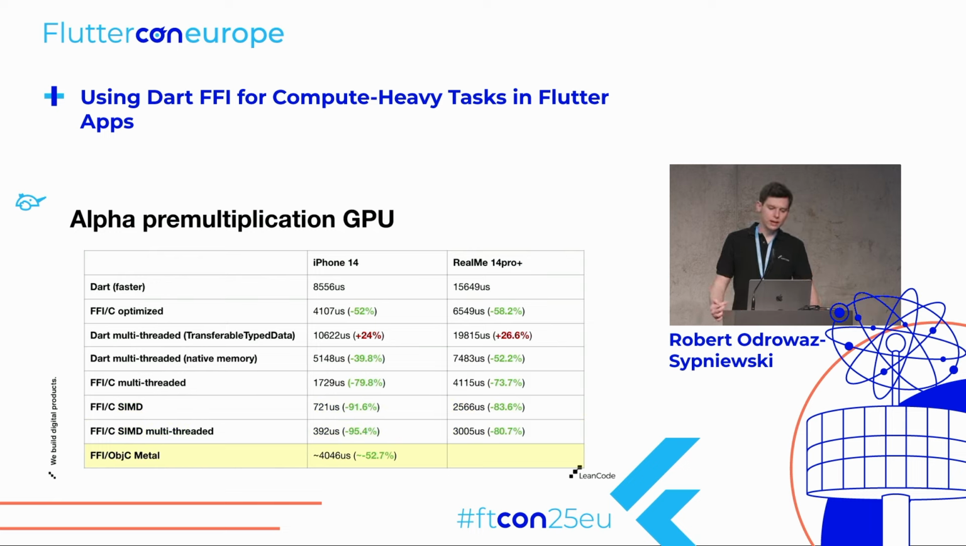I have also tried a GPU implementation with Metal on iOS. However, there are a few caveats. I have changed slightly the way I measure the performance, so we shouldn't compare those results directly. And also, I haven't really optimized this Metal implementation, so it's only a two times speedup.